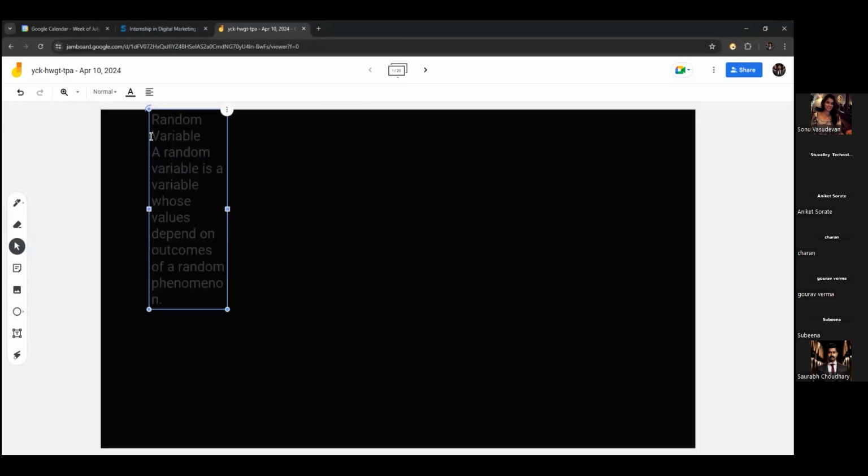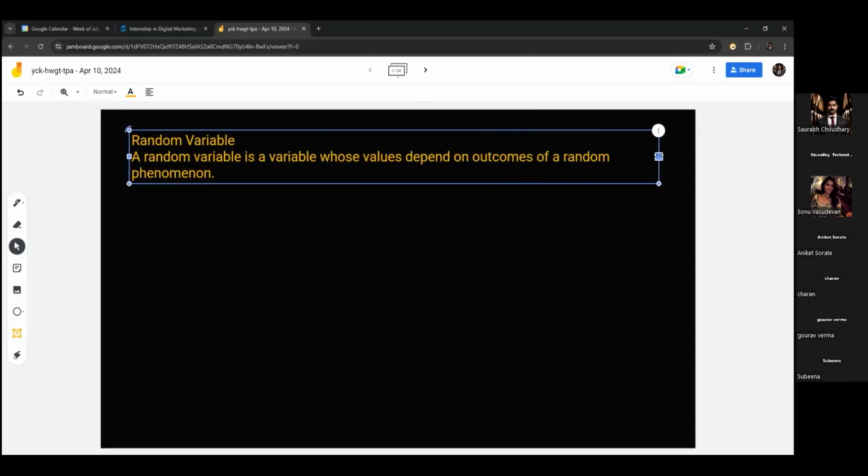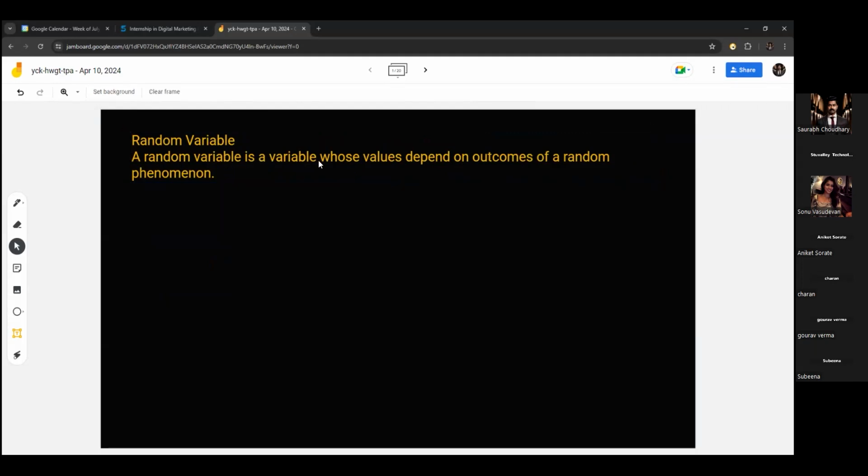Today we'll do random variables. We have two types of random variables. First of all, a random variable is a variable whose value depends on the outcome of a random phenomenon.